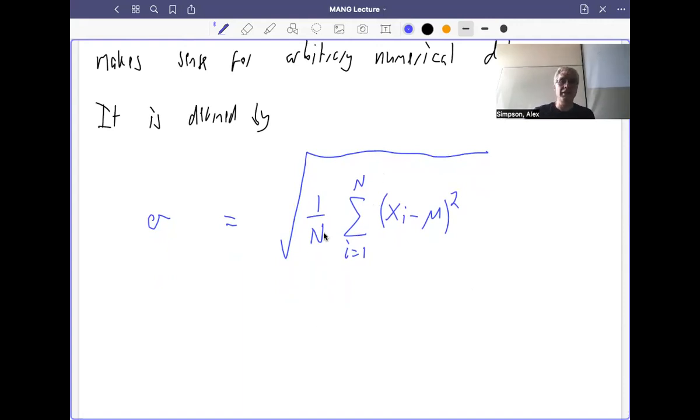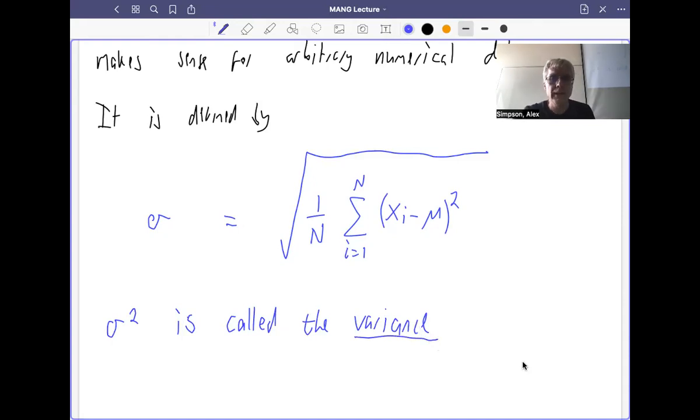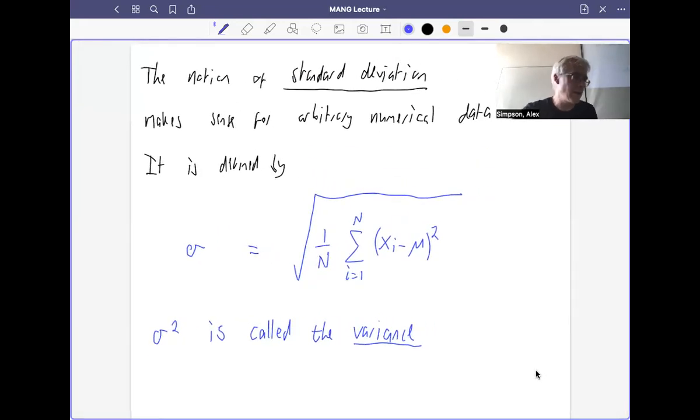And if we don't take the square root, then we also get an important quantity, which is also a measure of spread because it's just the square of the standard deviation. This is also a very important property in probability theory and statistics, so it has its own name. So let me flag what that's called. The value sigma squared is also an important value of its own. It's called the variance.